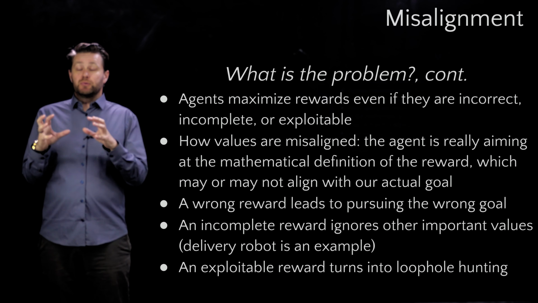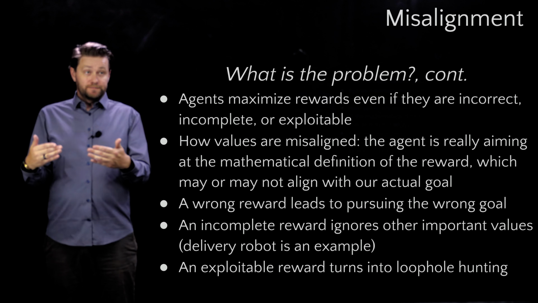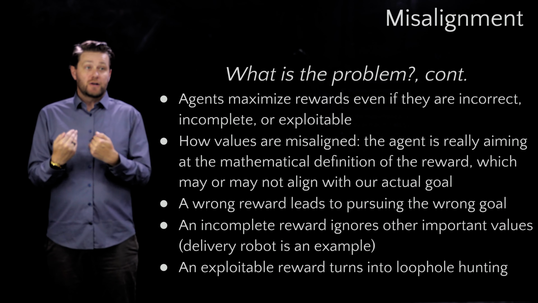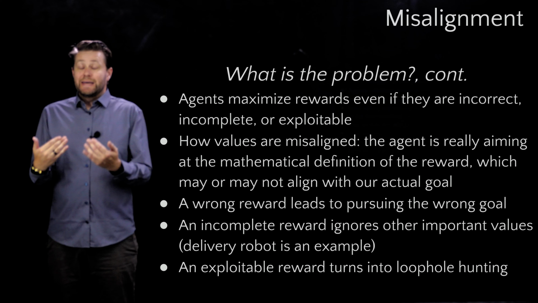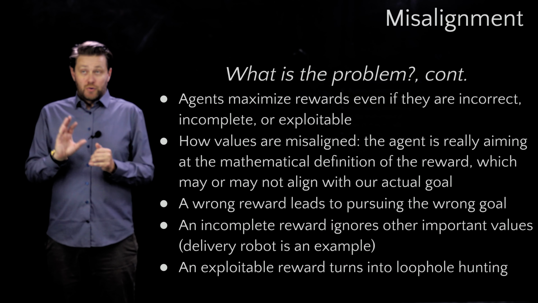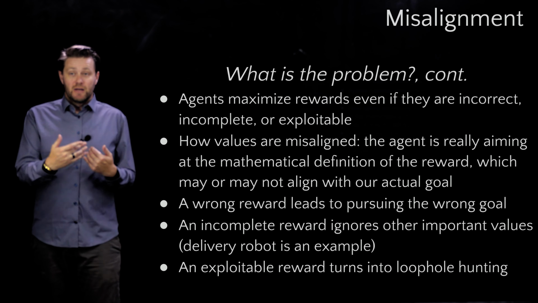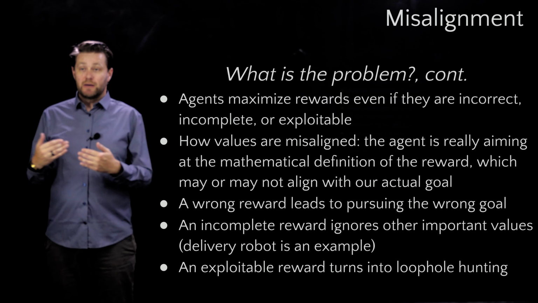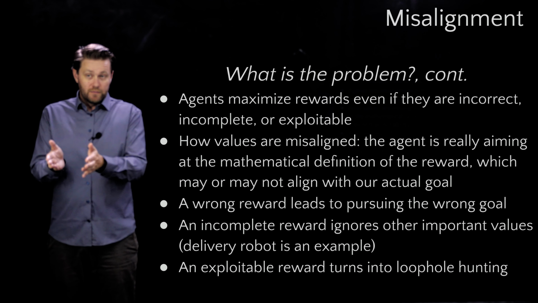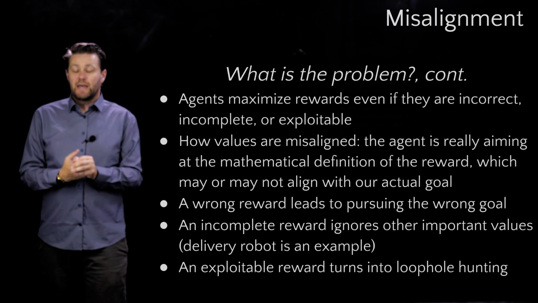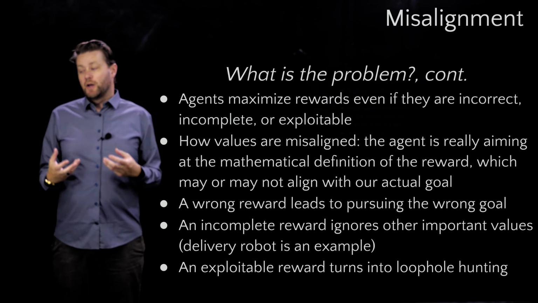So the agent is simply aiming at a mathematical expression of the goals that we give it, and that may or may not align with our actual goal. So a wrong reward leads to pursuing the wrong goal. An incomplete reward pursues a goal while ignoring other values. The example of our food delivery robot is incomplete, right? So the values of courtesy, physical safety, and protecting the contents, we didn't give it any reason to care about those values, only the value of quickness and efficiency. And an exploitable reward turns the agent into a loophole hunter.